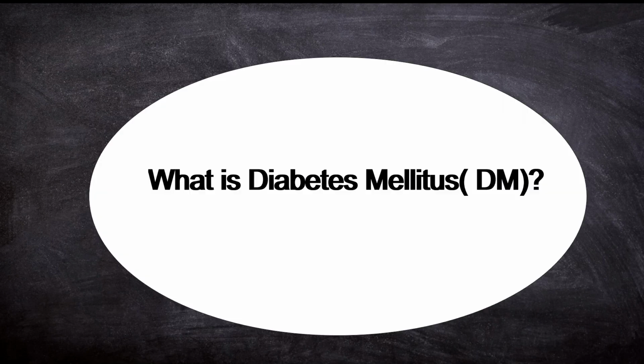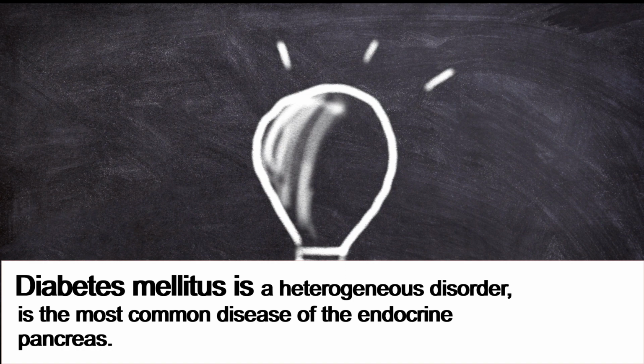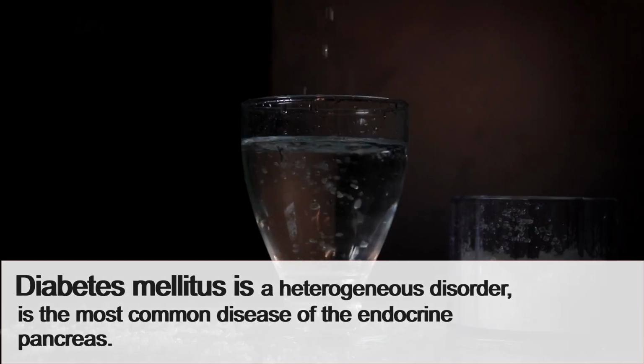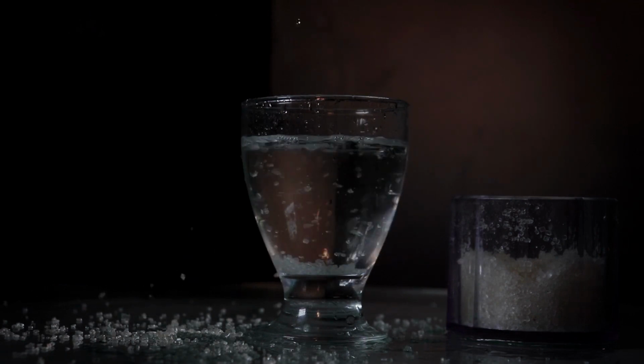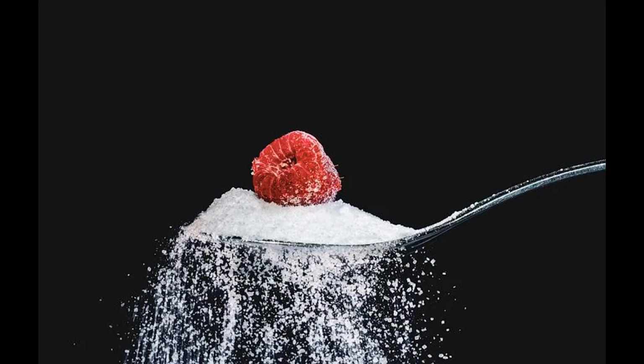What is diabetes mellitus? Diabetes mellitus is a heterogeneous disorder, the most common disease of the endocrine pancreas. Affecting 9% of the world's adult population in 2014, the prevalence of diabetes continues to increase worldwide, having already more than doubled over the past 3 decades.